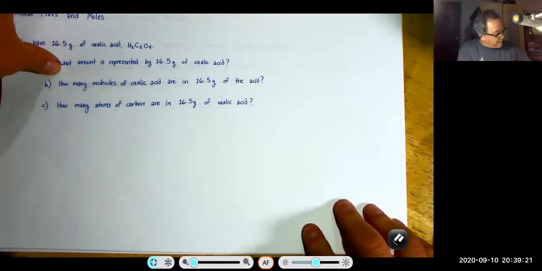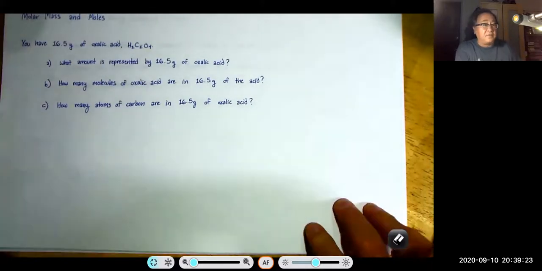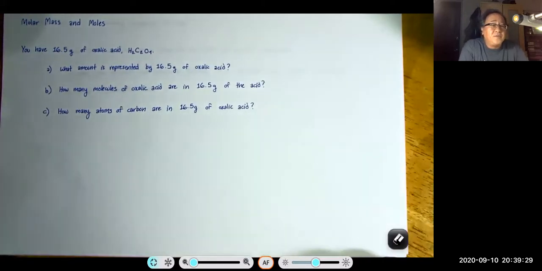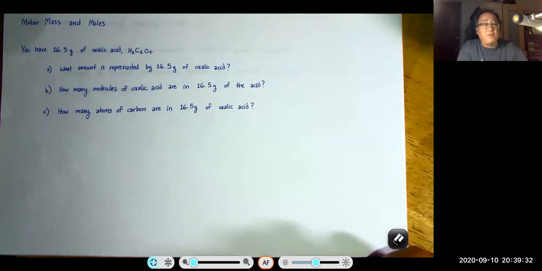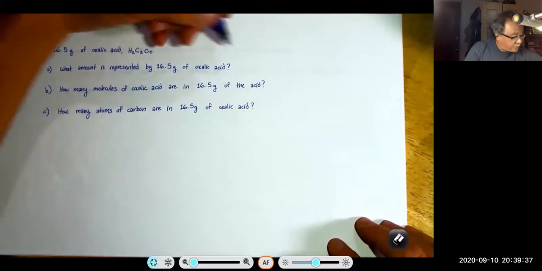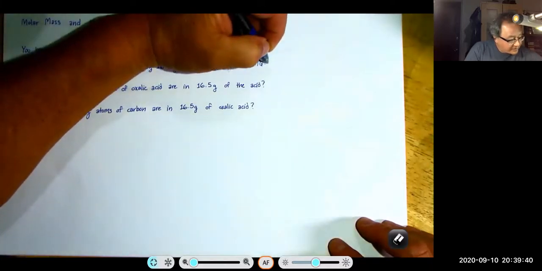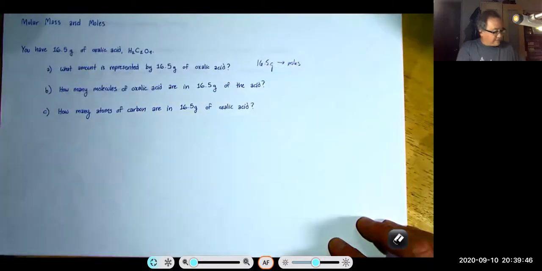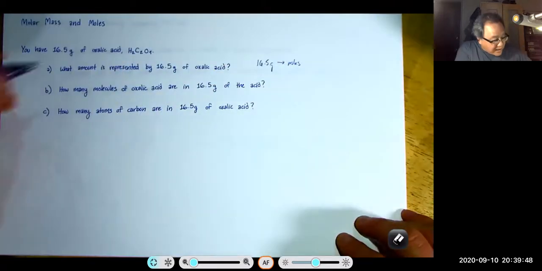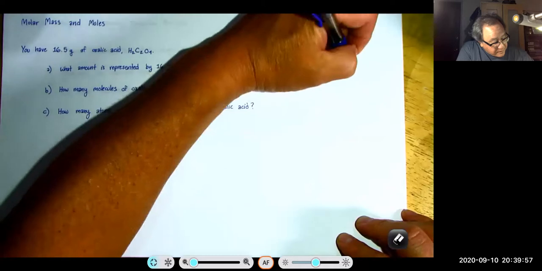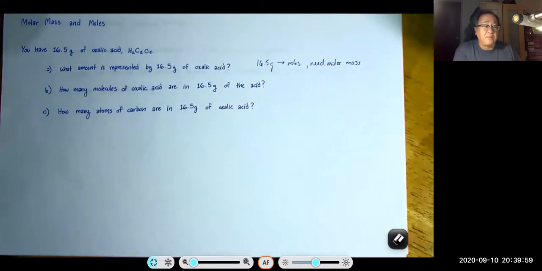Next, we have molar mass in moles. Here's another problem from the book. You have 16.5 grams of oxalic acid. What amount is represented by 16.5 grams of oxalic acid? So you can see that for this part here, we want to take our 16.5 grams and turn that into moles. And there we go. So what kind of conversion do we need to go from grams to moles? We need molar mass.